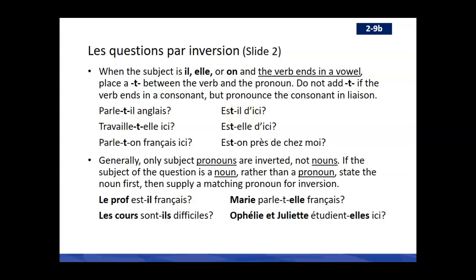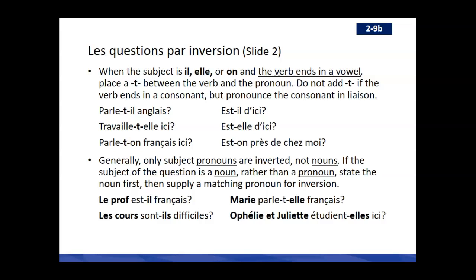Here it's pretty easy because we can basically do a liaison between the T at the end of a. It's normally silent, but we can make it sound. So il est d'ici becomes est-il d'ici, or elle est d'ici becomes est-elle d'ici, or on est près de chez moi becomes est-on près de chez moi. Okay, so we just pronounce the T when we invert that form of être.